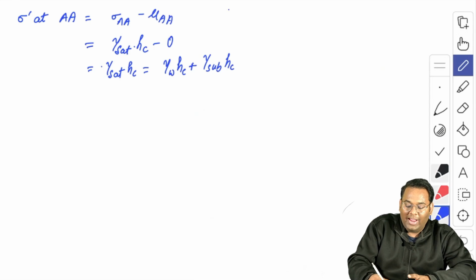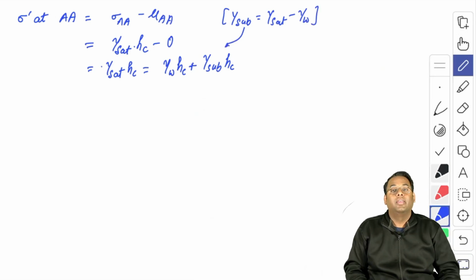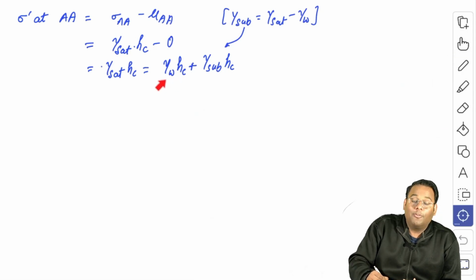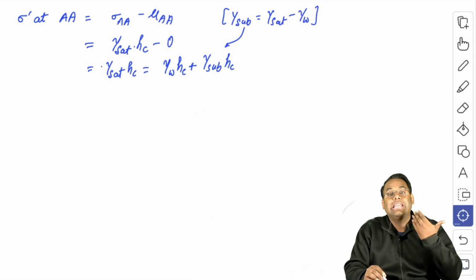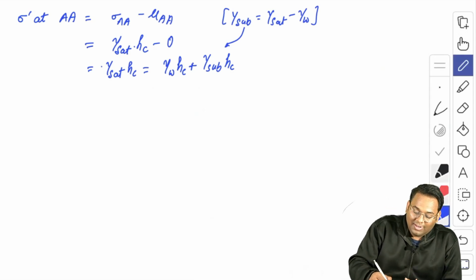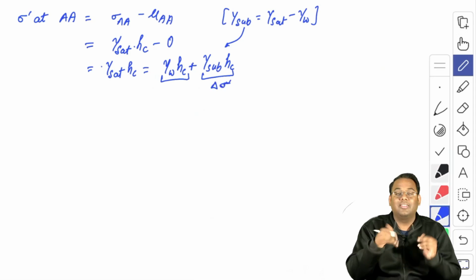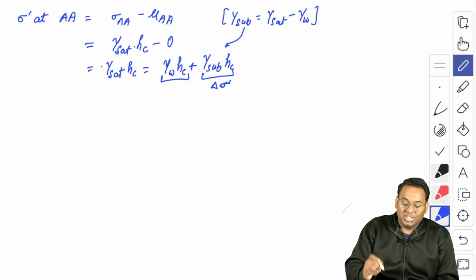Yes or no? Why? Because you already know that gamma submerged is nothing but gamma saturated minus gamma W. So I am just using this here. Fine. But you already know that this particular term was already present at the ground level. So this is actually the increase in the effective stress. See, this is the already present value and this is the increase in the effective stress. So what is the value of the increase in the effective stress? That is HC into gamma submerged.